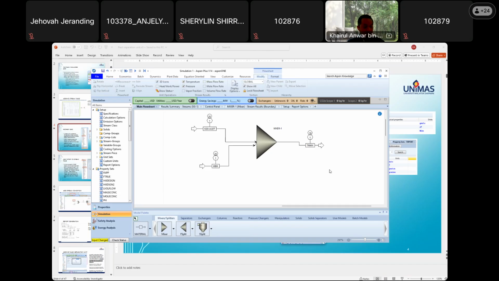Next is how to generate the report. The report is important when you do the assignment later on. You need to generate a report for the proof. Sometimes I read from the report just to make sure. So there are two types of report. From the properties, you need to generate one report, and for the simulation, it's one report. So you have two reports.